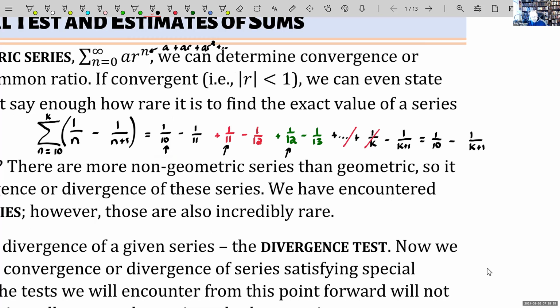All right. So if we were to allow k to wander off to infinity, well, that would mean that this last term here in our summation would wander off to 1 over infinity, which is 0. It will tend to 0. And so over the long haul, if you were to add up all the terms of this series, it would end up just being 1/10. Okay. That's, again, just a reminder of a telescoping series.